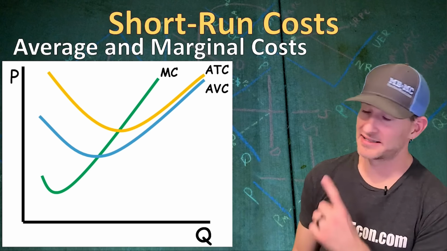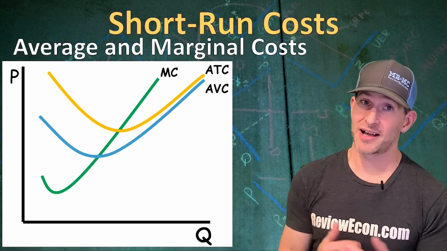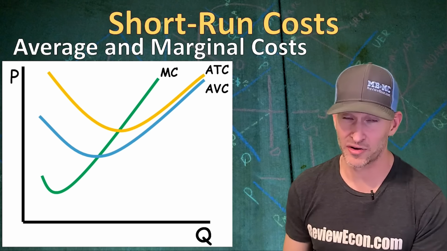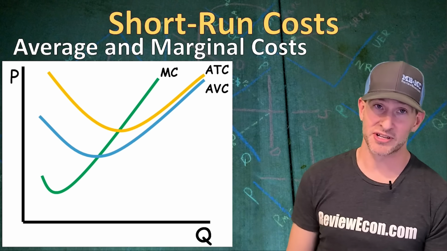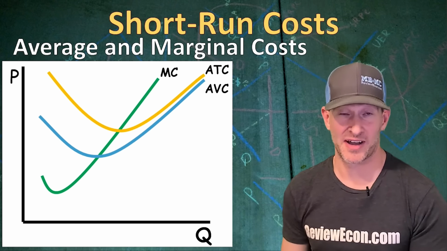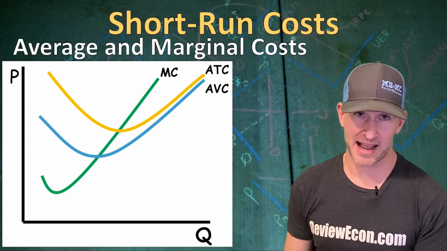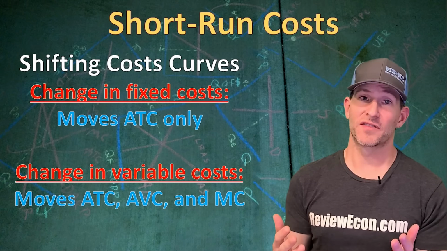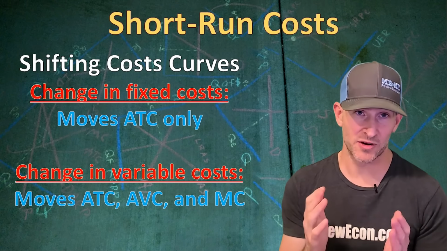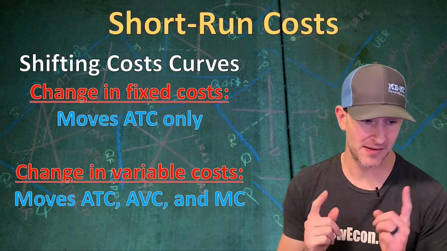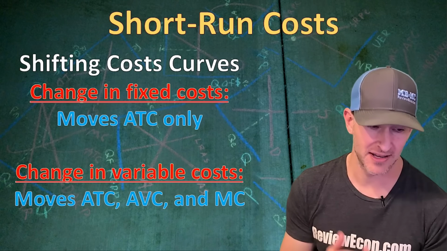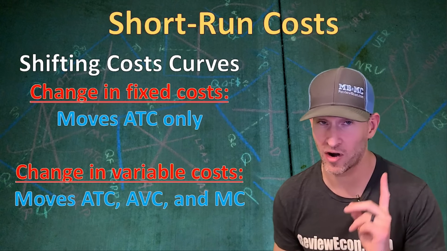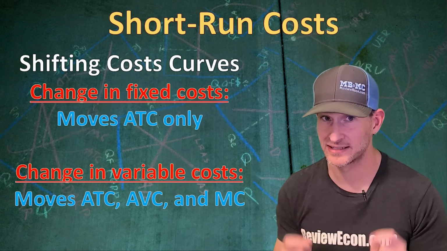More often, we're going to see these average and marginal cost curves. That marginal cost curve we just saw is the marginal cost of labor. The average variable cost is the total variable cost divided by the quantity produced. And that average total cost curve is the total cost divided by the quantity produced. Both the average total cost and the average variable cost are going to intersect that marginal cost at their minimum points. Those cost curves can shift. With changes in fixed costs, we're going to see only that ATC move. Up if it's an increase, down if it's a decrease. If we have a change in variable costs, the ATC, the AVC, and the MC are all going to shift. Up with an increase, down with a decrease.